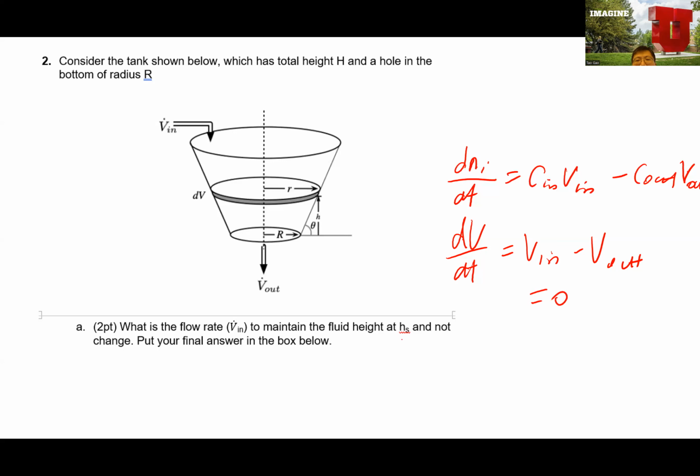And now HS is given, so you can just write down V in equals V out. And for this type of problem, we know the outlet flow rate is proportional to the velocity multiplied by the cross-sectional area, which is, sorry, not 2 pi r, pi r squared, multiplied by, I think this is the square root of 2 g HS, right? That's pretty straightforward. Questions?